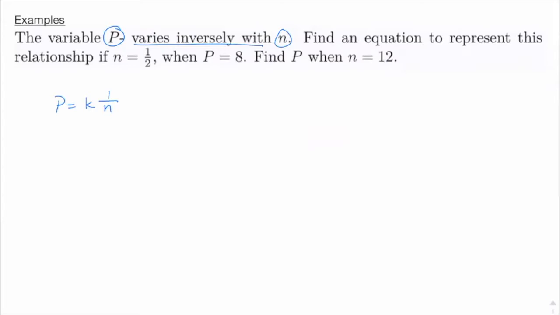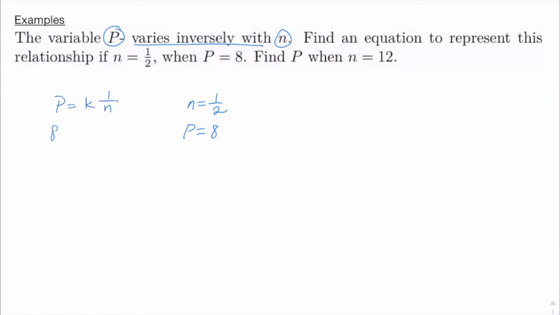Where it says find an equation to represent this relationship, it gives us some information: if n equals 1/2 when p equals 8. So we can go ahead and substitute into our equation for n and p, and that's going to allow us to solve for our constant k. So let's go ahead and do that.